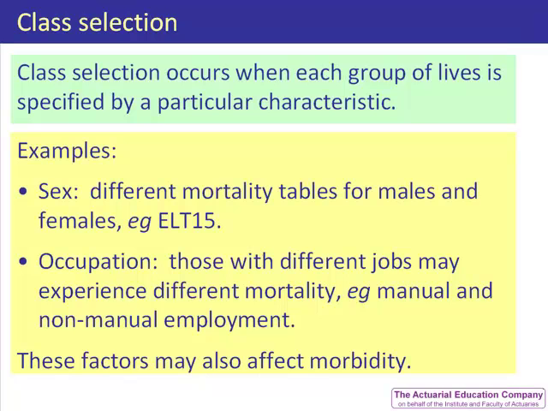We could also use occupation as an example of class selection, as people with different jobs may experience different mortality, for instance, between those in manual employment and those in non-manual employment. These 2 factors, sex and occupation, may also affect morbidity. Rates of sickness are usually observed to be different between men and women, and can also be influenced by an individual's occupation.